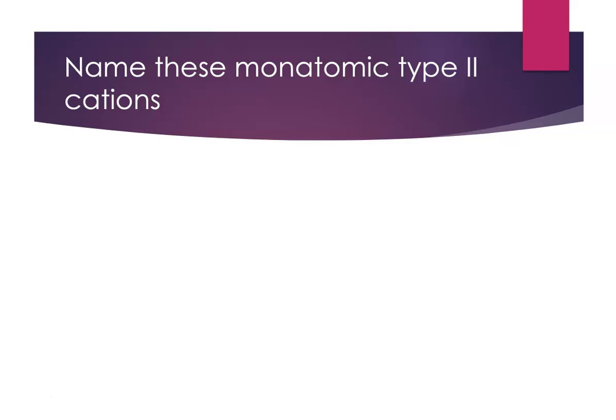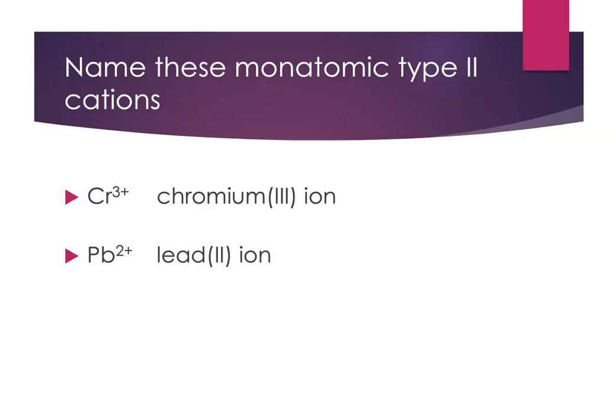Okay, so let's do a little practice naming some monatomic type 2 cations. Cr3+, it's a chromium ion. The charge is +3. We're going to call it chromium 3. Pb2+, that's a lead ion. It's got a charge of +2. It's the lead 2 ion.